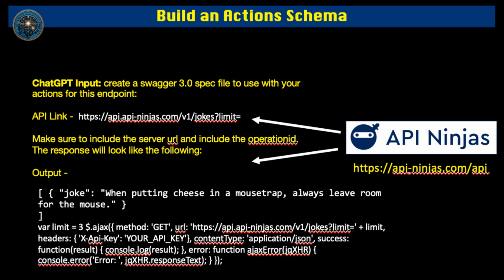So what you input into ChatGPT to get the spec file should look like this. Create a Swagger 3 spec file to use with your actions for this endpoint, and that endpoint you got from API Ninjas. Make sure to include the server URL and include the operational ID. The response will look like the following, and you get that from API Ninjas. So now let's walk through the process.